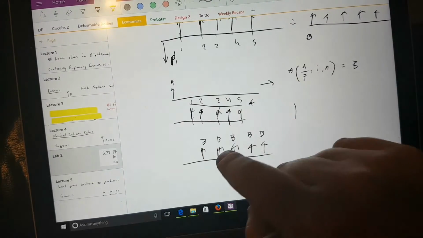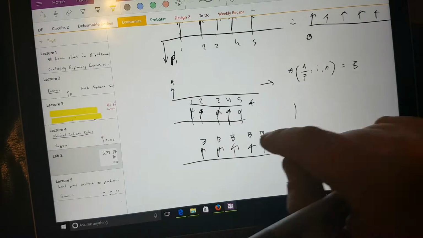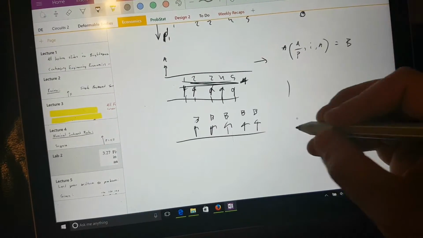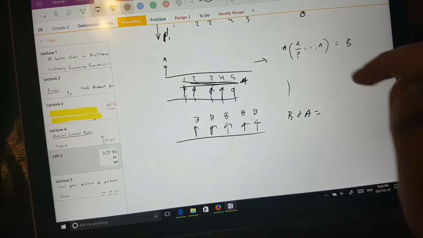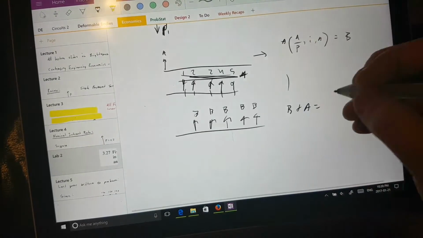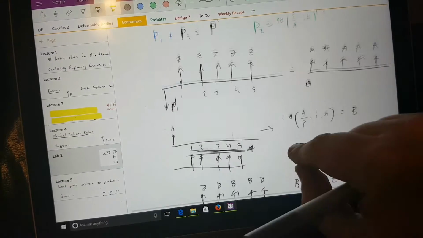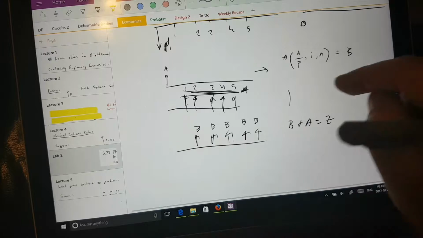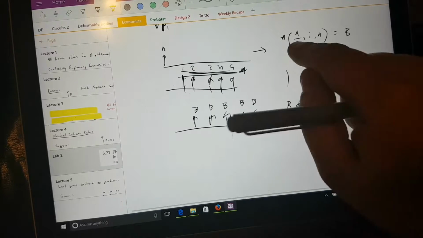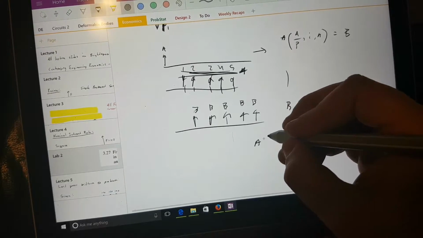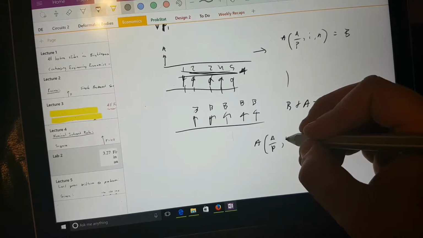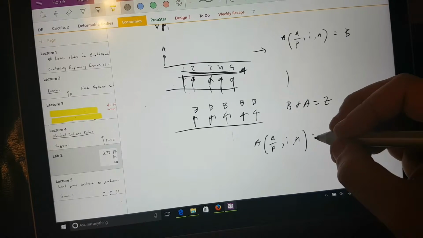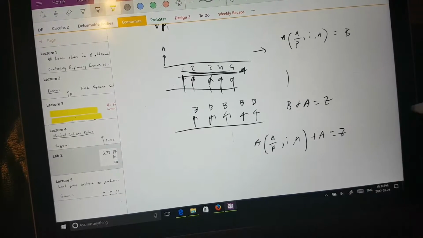Okay, so that A became this B, and then B plus A, because these are all a value A, right? So B plus A has to equal Z. When you add those two up, it's got to equal this one that I calculated, and this is a number. But I don't have this number, and I don't have that number either. But I do know what B is. B is equal to A times A over P I N, right? So that's going to be that plus A equals Z, which is a number I have.